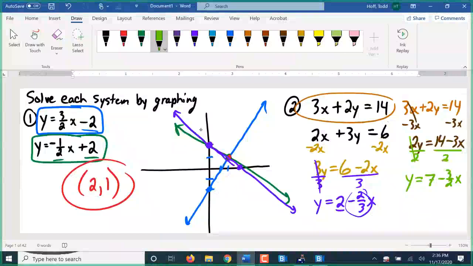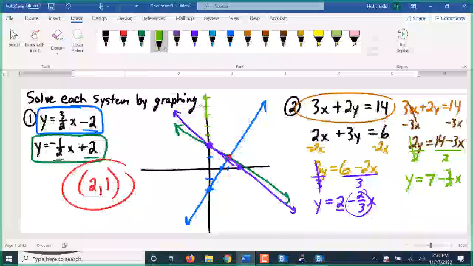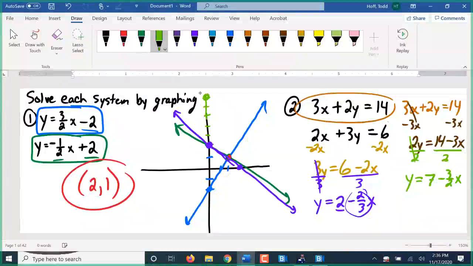So we start out here at positive 7. And from there we go down 3, run 2. Get our second point. Let's do that again. Down 3, run 2. Let's keep going. Down 3, run 2. And it looks like we're hitting the other line now.